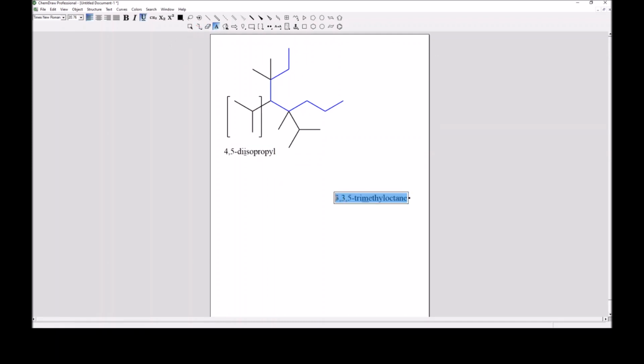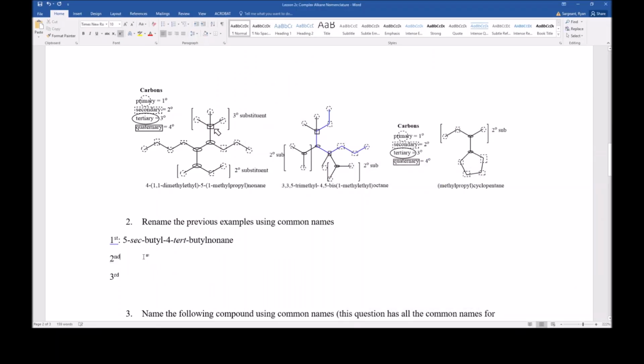So the full name of this compound then would be, let me give myself plenty of room to type. It would be a 4,5 diisopropyl-3,3,5 trimethyl octane. And again, this kind of illustrates why we use common names. They're a lot easier to use if you know the common names. So our second compound is 4,5 diisopropyl 3,3,5 trimethyl octane.